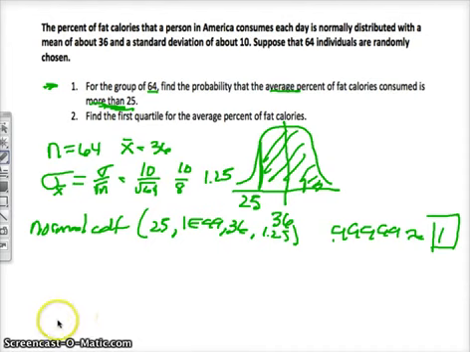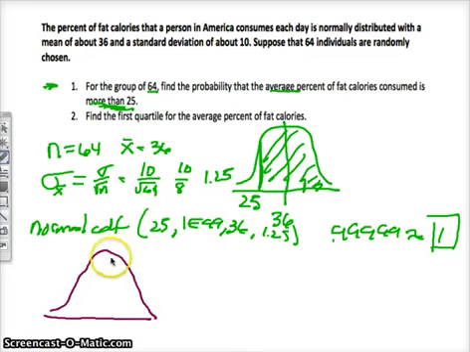Find the first quartile for the average percent of the fat scores. I draw the picture again, okay? I know it's a little boring or whatever. All right, so I'm going to say this part right here is 25% or 0.25. So find the first quartile. It actually wants a value of my random variable.